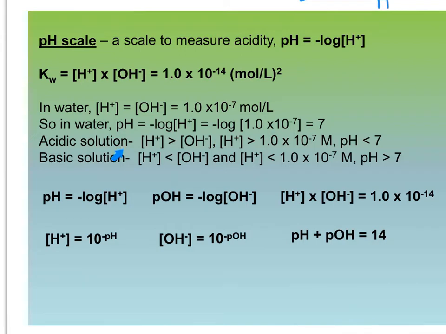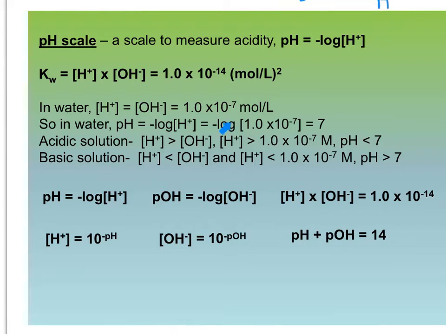In an acidic solution, the H plus concentration is higher than that of the OH minus concentration. So the H plus concentration is higher than 1.0 times 10 to the negative 7th. If you take negative log of a number that is bigger than this, it's going to be a smaller number than 7 because it's negative log, not just the log. So in an acidic solution, the pH is less than 7. In a basic solution, the H plus concentration is less than the OH minus concentration. It is less than 1.0 times 10 to the negative 7th molar, and so the pH is greater than 7.